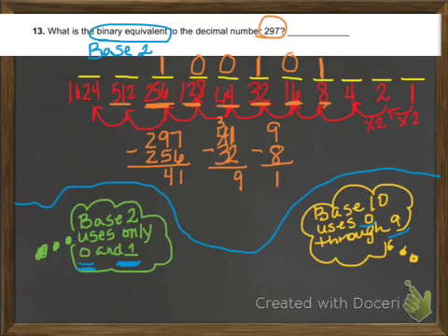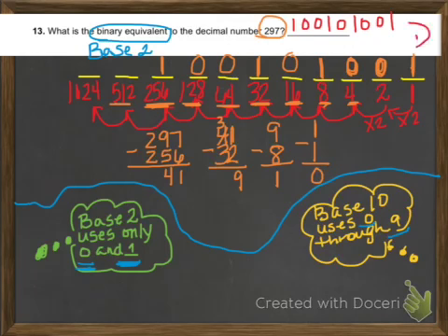9 subtract 8 is 1. And we start the problem over again. We're left with 1. You go up here, you look at 4. 4 is close to it, but it's too big, so we put a no. 2 is too big, so we put a no. And a 1 is just right, so we put a yes, and we put 1. And we subtract, and we're left with the remainder of 0. So the binary equivalent to 297 is the digits 1, 0, 0, 1, 0, 1, 0, 0, 1. It should match with this down here.